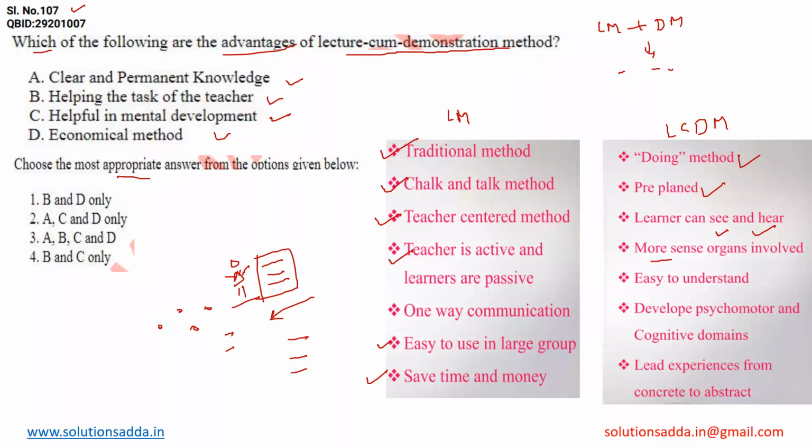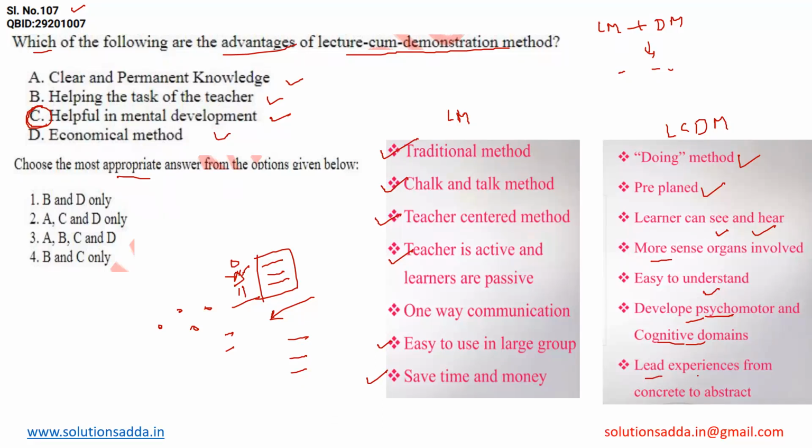More sense organs are involved, because in this method students also actively participate in the teaching-learning process, which is very easy to understand, and it develops psychomotor and cognitive domains, helpful in mental development. We can say that it develops the psychomotor and cognitive domains, because the demonstration method will help in the development of the thinking of a student, or it will increase the cognitive domain of a student.